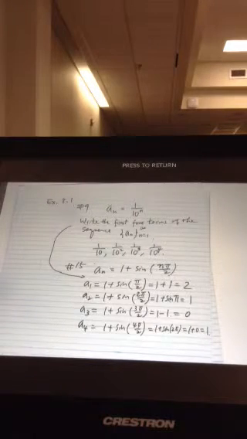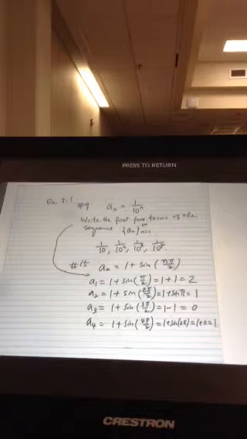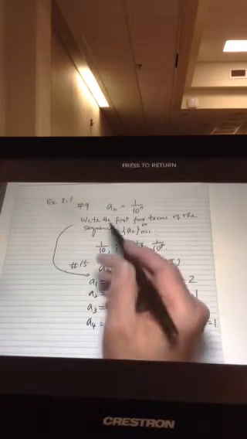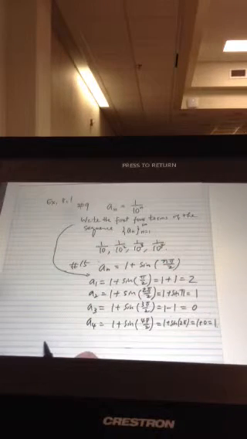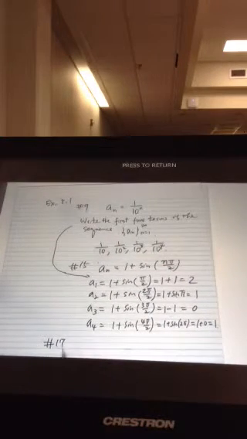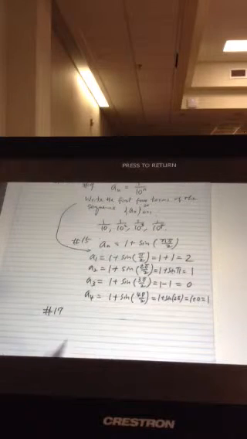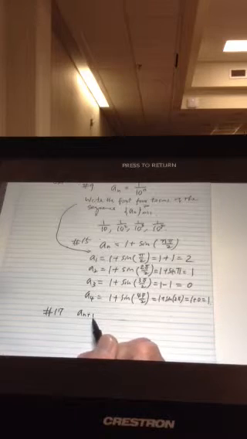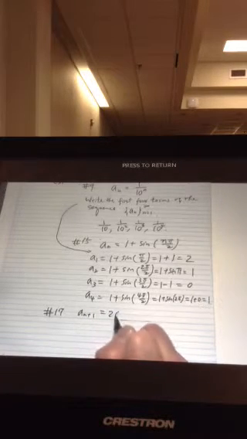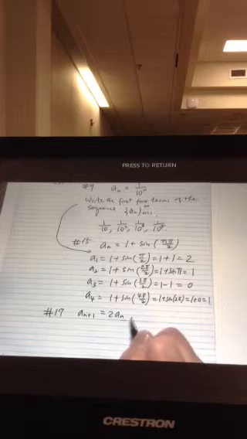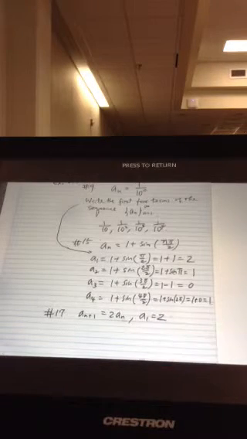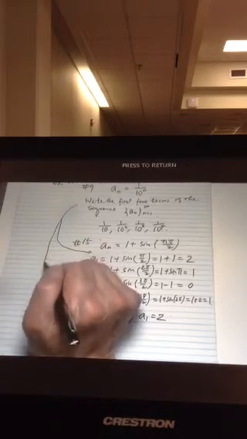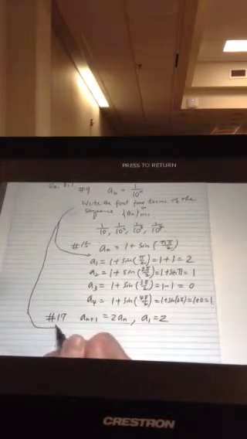Alright, so now sometimes the problem might not be so obvious. They want us to, again, write the first 4 terms. But number 17 is a little bit different. The way it defines it is like this: A sub n plus 1 equals 2 times A sub n, and then A sub 1 equal to 2. So, same question. Write the first 4 terms.